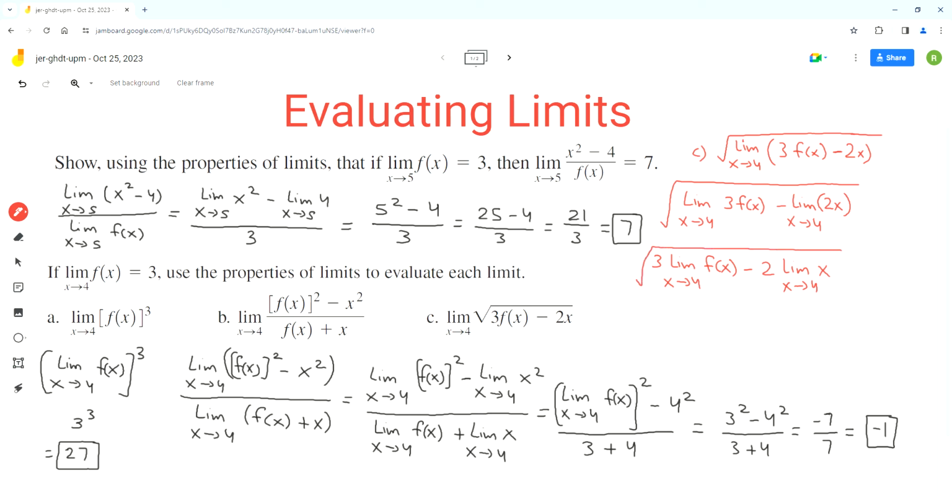Now we can apply the limit. So limit x approaches 4 f at x is given as 3, minus 2. Now for the second term, we can use the substitution method. So we can sub in x as 4, and under the square root it simplifies to 3 times 3 is 9, so we get 9 minus 8, which is equal to square root of 1, which is equal to just 1.